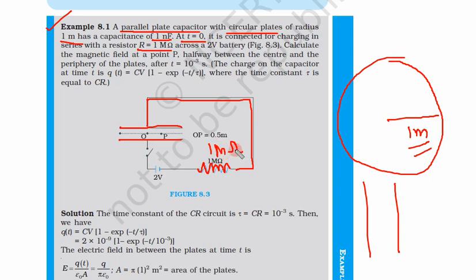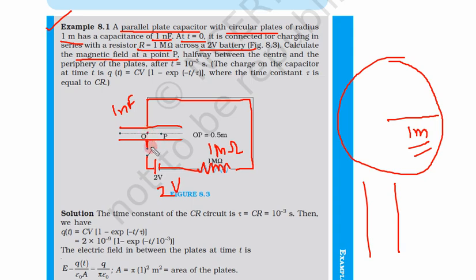So this is 1 mega ohm and this is 1 nanofarad, and there is a switch which we have not yet connected, and this is the battery of 2 volt. As we put the switch on, the time will start. What they are asking: the battery is 2 volt, calculate the magnetic field at point P. So we have to calculate the magnetic field at point P.